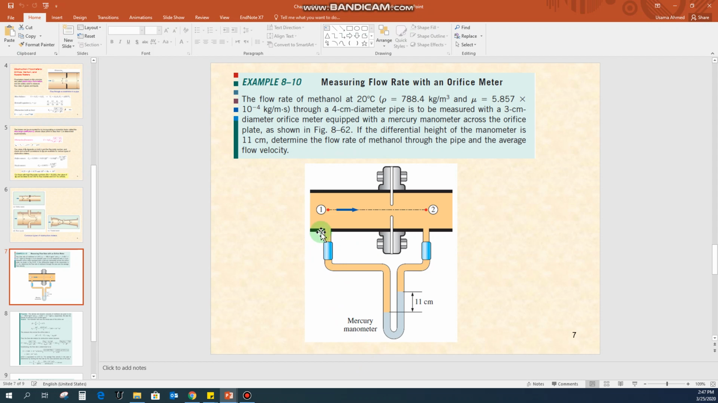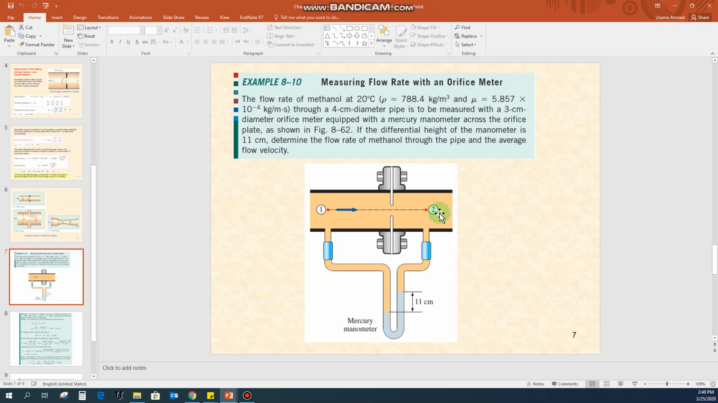Okay, so this is the situation. We attach an orifice meter on the pipeline that causes some delta P, which is measured using a mercury manometer, and we got the height for the mercury manometer as 11 centimeter. Now we are supposed to calculate the volumetric flow rate of the methanol through this pipeline and the average flow velocity.